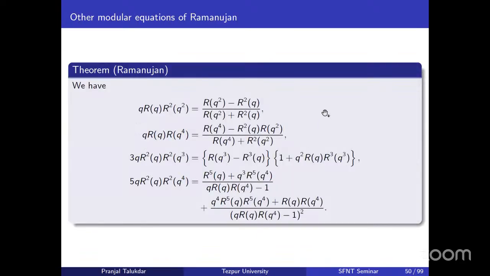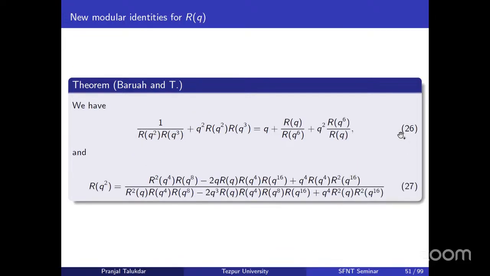So in this slide, we see some examples of modular identities due to Ramanujan. He recorded these identities which relate rq with various values of rqn in various places of his notebooks and lost notebooks. We have also proved new identities which connect rq with rqn for various values of n. So, for example, in this equation 26, we have connected rq with rq2, rq3, and rq6.